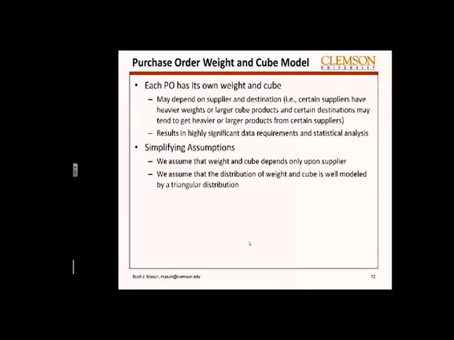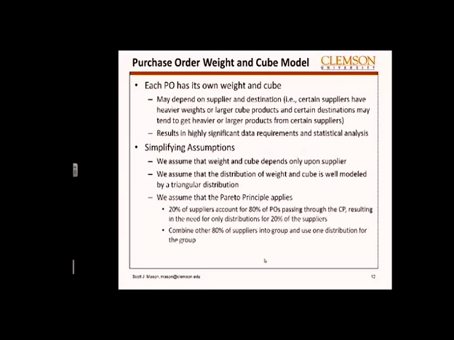In the end, we decided to say that the weight and cube are supplier specific, so we could tailor them based on historical data as to what suppliers typically ship to us. And we go back to the good old triangular distribution, because we have an idea looking at historical data of minimum, maximum, and most likely values.